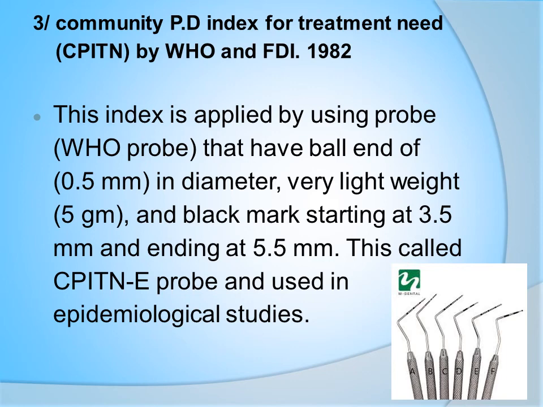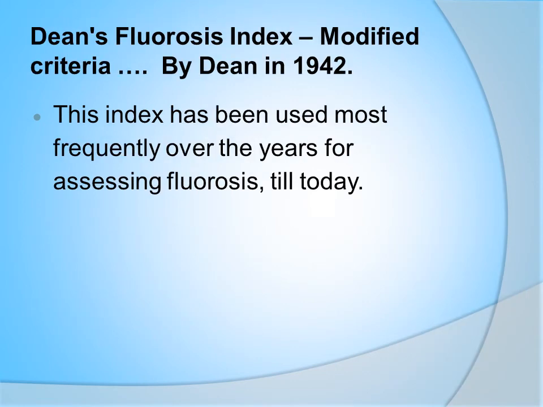Moving to the fluorosis indices. The first one is the Dean's Fluorosis Index, with modified criteria by Dean in 1942. This index has been used most frequently over the years to assess fluorosis. Only the two most affected teeth are used by the examiner to record the fluorosis. If the two teeth were not equally affected, the score given was that of the less involved tooth.